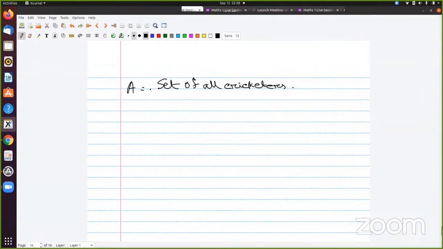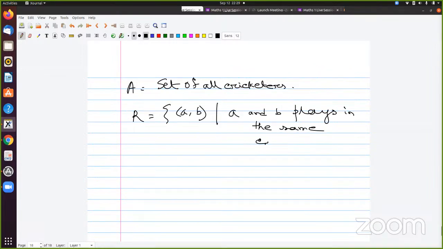This is my set. Now I am defining a relation. Suppose the set of all cricketers. This is country wise I am talking. So those players who are in the same international team of some country. So I am taking (A, B) such that A and B play for the same country. Tell me, which type of relation is it?